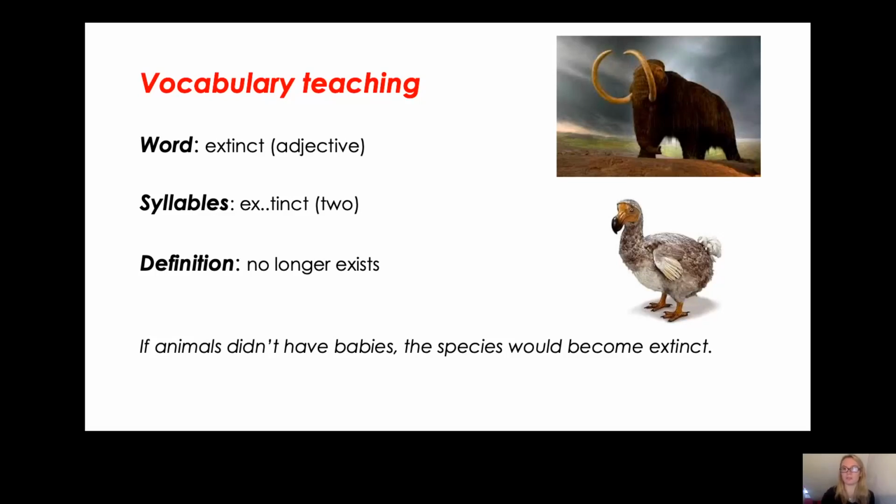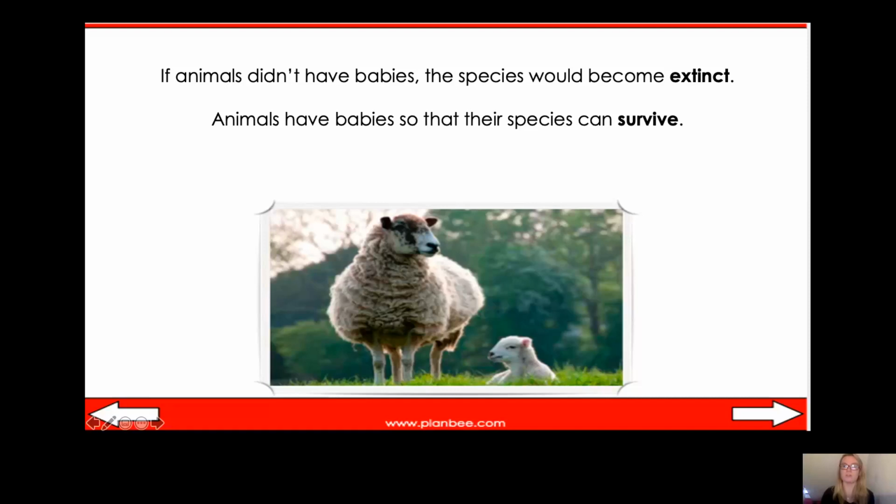Okay, so we've got two animals here. Do you know what any of these animals are? They are both extinct. We've got a dodo at the bottom and we've got a yeti at the top. Okay, now let's go back to the slide before. So remember, extinct means when a species no longer exists, it's no longer around.